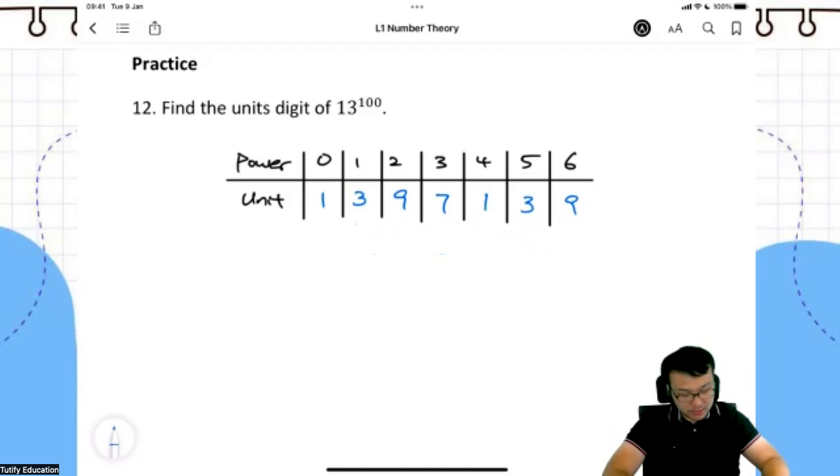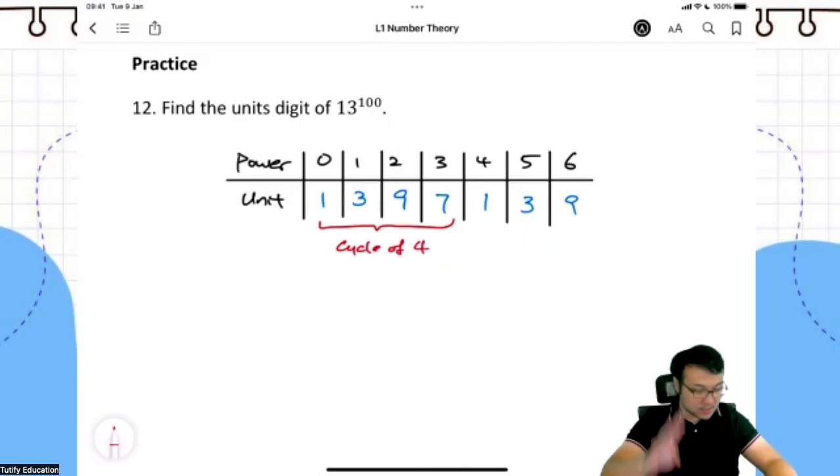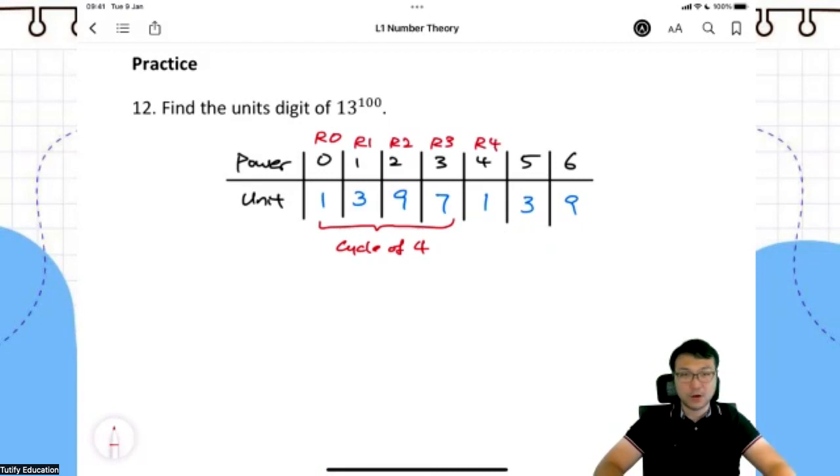Okay, so Owen, this pattern repeats in a cycle of how many numbers? 4. Yes, since it repeats in a cycle of 4, I'm going to divide everything by 4. 0 divided by 4, remainder is? 0. Yes, then this is remainder 1, remainder 2, remainder 3. This one, 4, remainder is 0. Next, remainder 1. This one, remainder? 2. Very good.